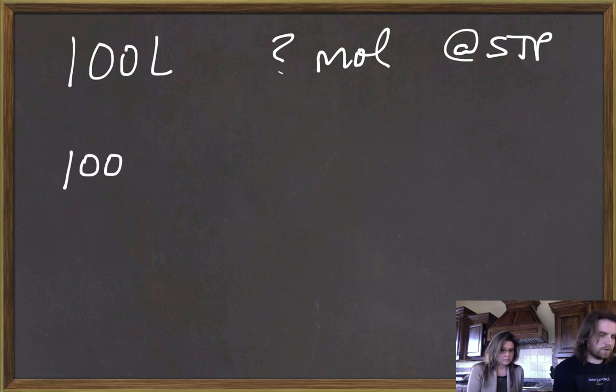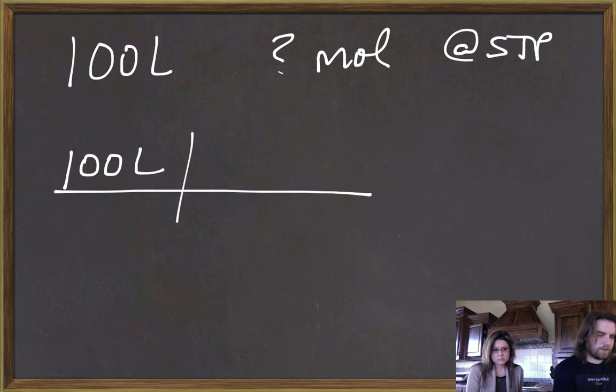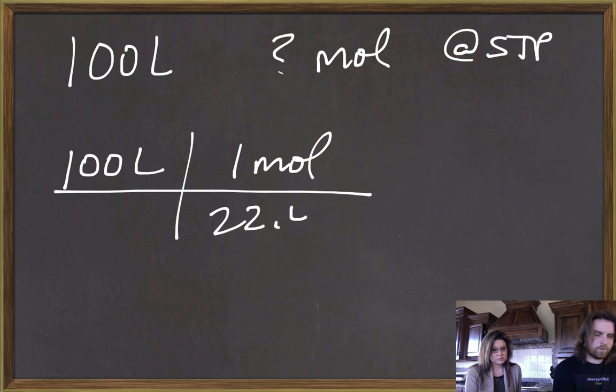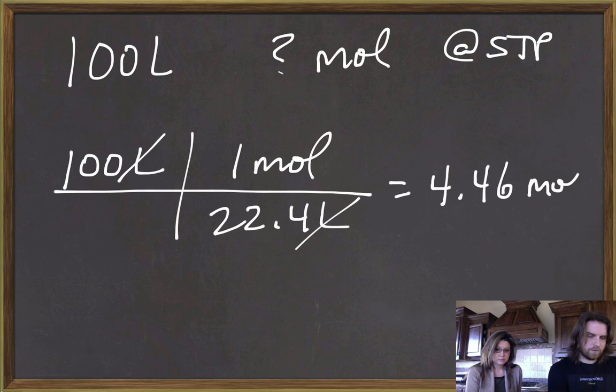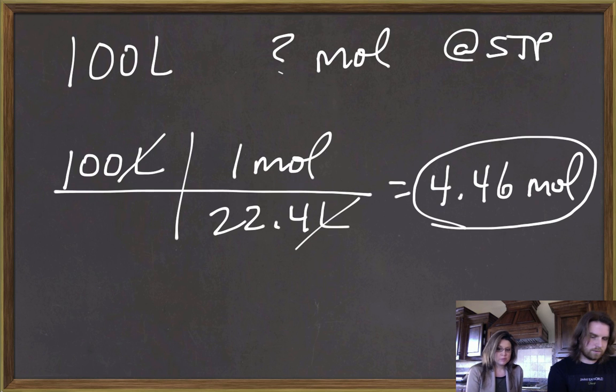Well, train tracks. 100 liters is how many moles? I don't know. But I know that 1 mole is 22.4 liters once again. So we're dividing. 100 divided by 22.4 is 4.46 moles, 4.46 moles of whatever that gas was. You may remember back from stoich that anytime you're solving for moles, you divide. Solve for moles, you divide. Solve for whatever the other thing is, you multiply. All right, seems pretty clear.